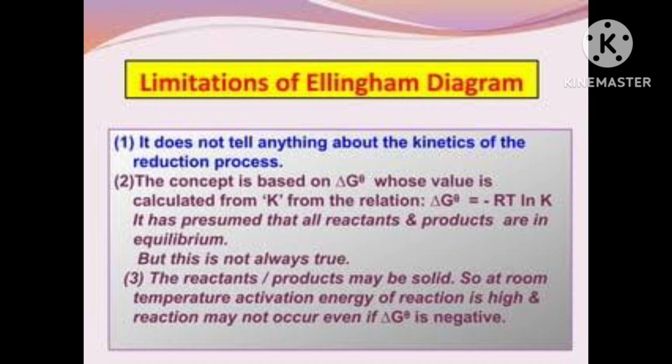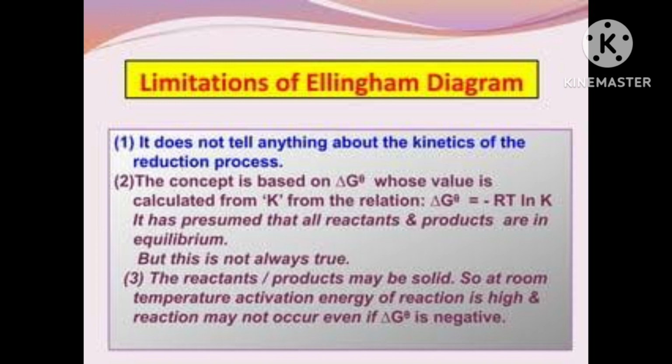Both processes take place simultaneously. Then in that diagram, some common metals and some reducing agents are given. Always it will be given. Common metals and some reducing agents will be given. You can understand it by seeing the diagram or plot.